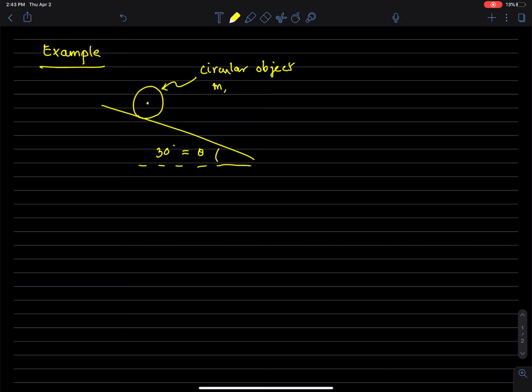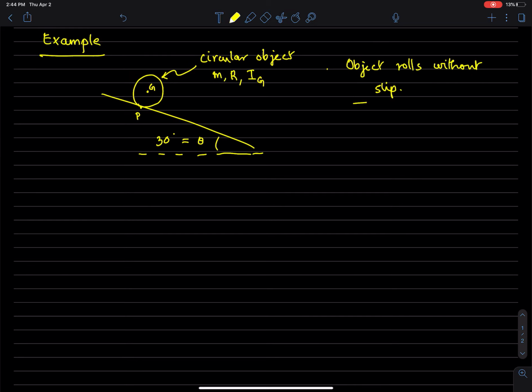Of mass m, radius r, and moment of inertia Ig about the center of mass G. Let's say the point of contact is P. Okay. Now we are told that the object rolls without slip, and you're asked to determine, well, let's say the object starts at rest.